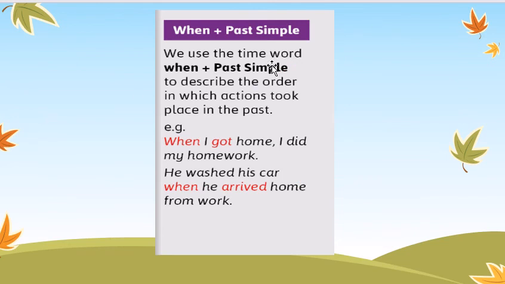When plus past simple. We use the time word when plus the past simple to describe the order in which actions took place in the past. When I got home, I did my homework. So that means I went home first, and next I did my homework. He washed his car when he arrived home from work.